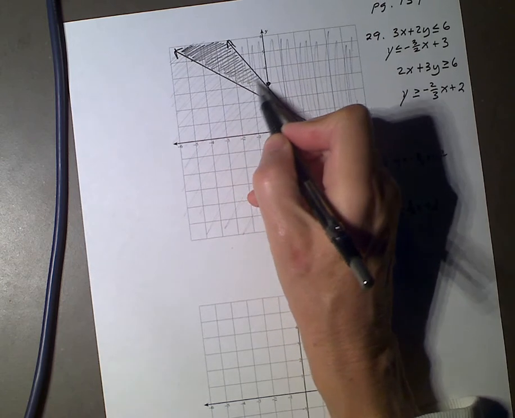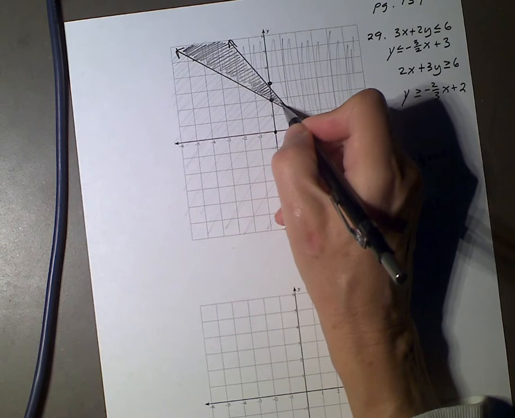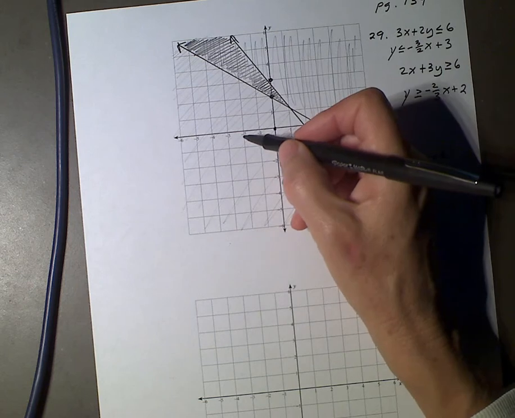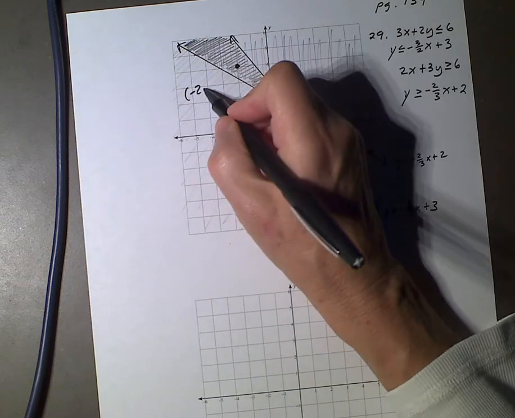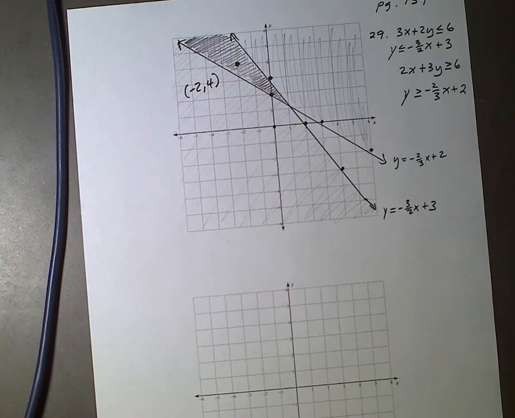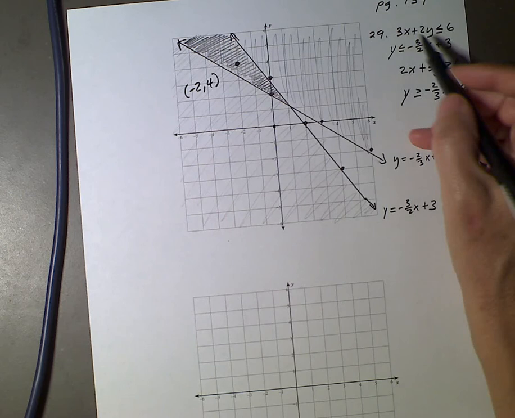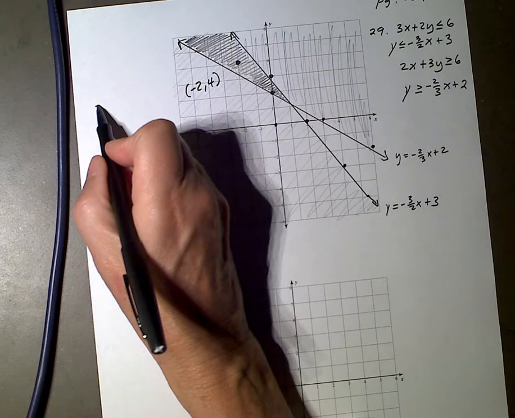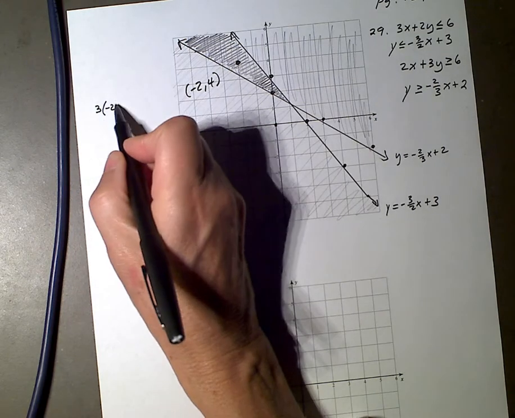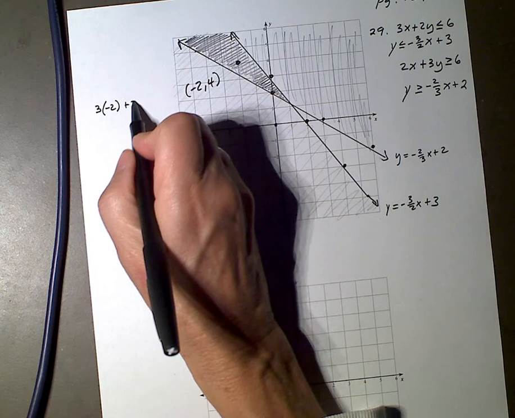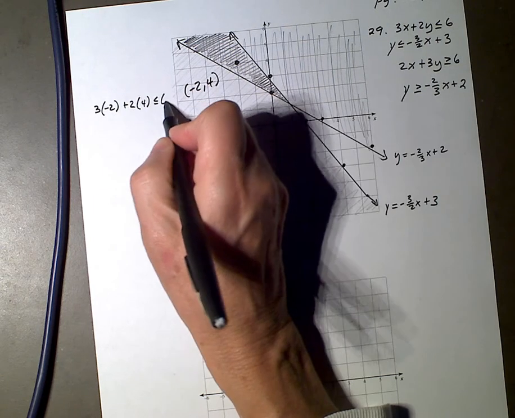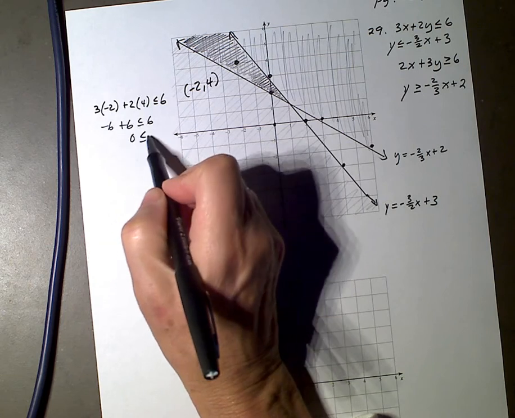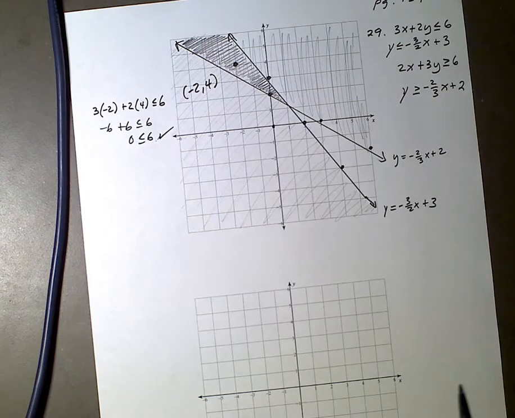So I'm going to want to pick a point in there and make sure it makes both inequalities true. So let's go with negative 2, positive 4. That's clearly in the shaded area. So if I plug into this inequality a negative 2 for x, 3 times negative 2 plus 2 times 4, is that less than or equal to 6? So this is negative 6 plus 8, is that less than or equal to 6? 2 is less than or equal to 6, so that works in the first inequality.